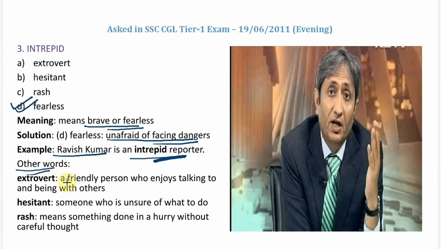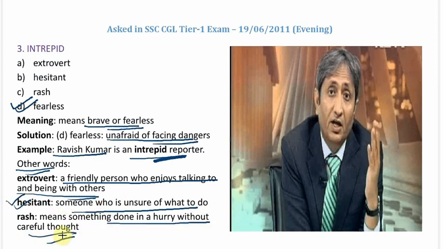The other words are extrovert. So an extrovert is a friendly person who enjoys talking to and being with others, and someone who is unsure of what to do is hesitant. Rash means something done in a hurry without careful thought.